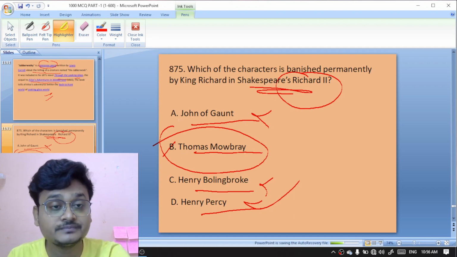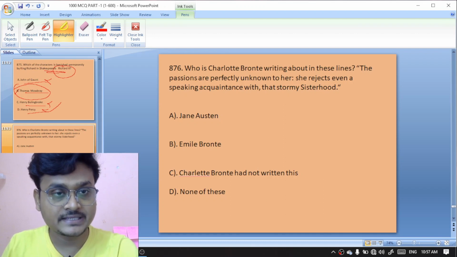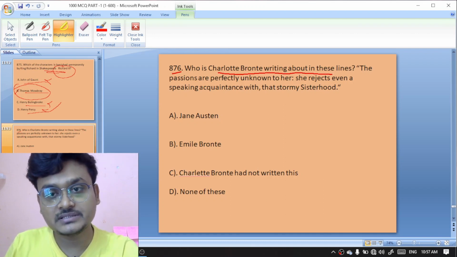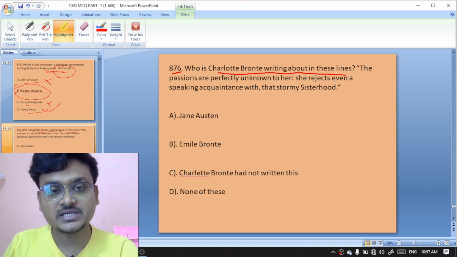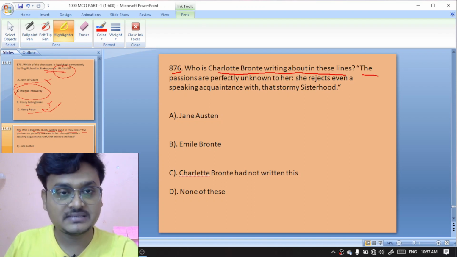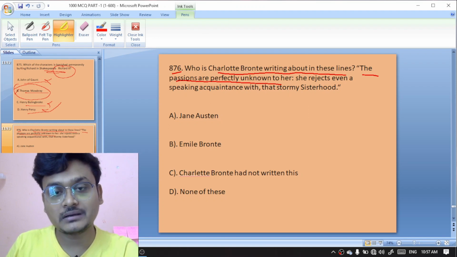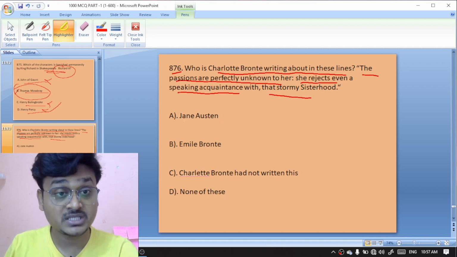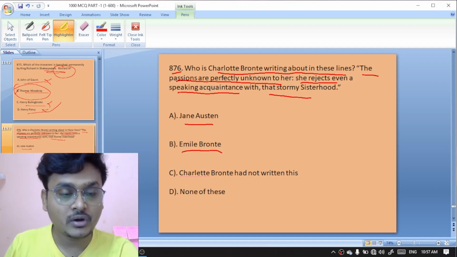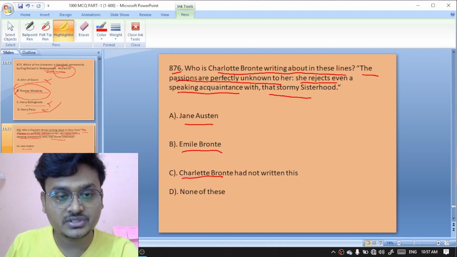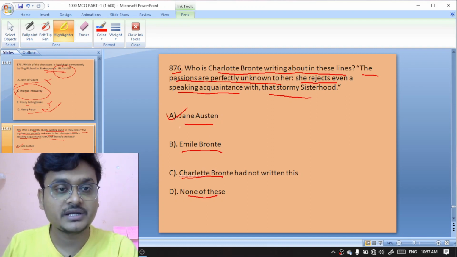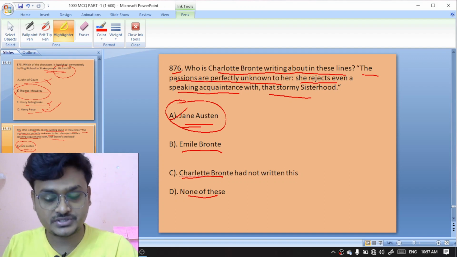Next question. Okay, question number 876. Who is Charlotte Bronte writing about in these lines? "The passions are perfectly unknown to her, and she rejects even a speaking acquaintance with that stormy sisterhood." Jane Austen, Emily Bronte, Charlotte Bronte had written this or none of this. So here it is Jane Austen writing about Charlotte Bronte.